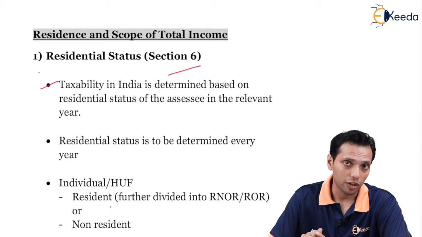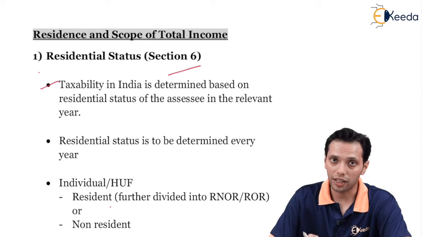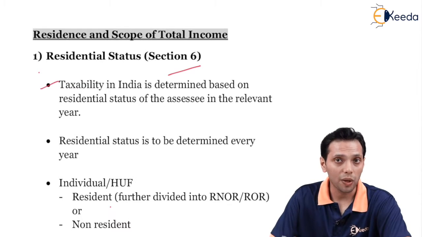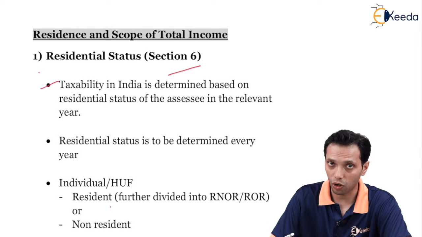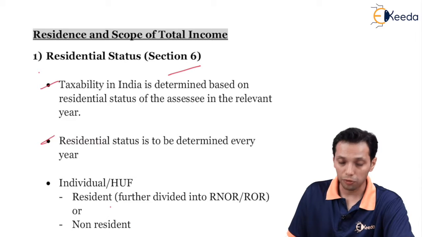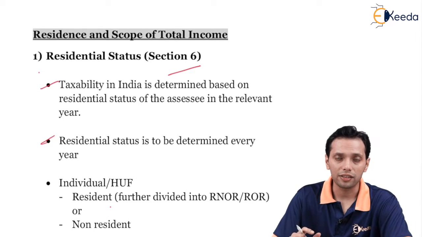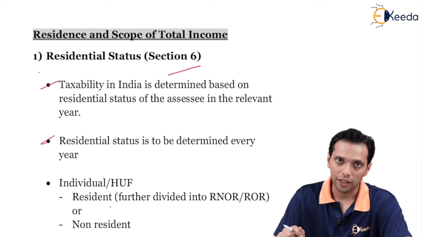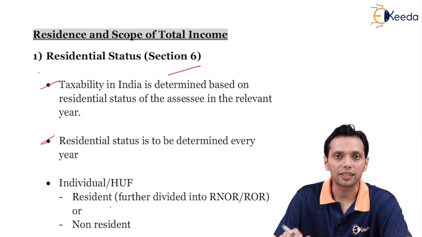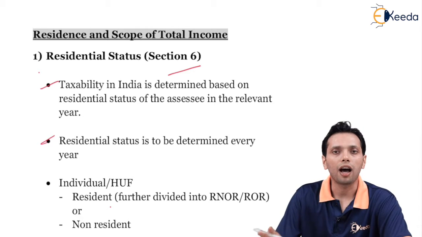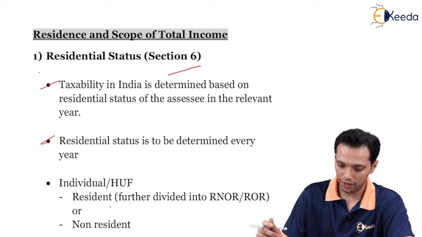For example, in the previous year 1920, an individual is resident, then for the next previous year 2021, it may be possible that that particular individual is non-resident. Third point is individual and HUF. For individual and HUF, the residency is resident and non-resident. In the resident category, there are two subcategories: one is RNOR, that is resident but not ordinarily resident, and RoR, resident and ordinarily resident.